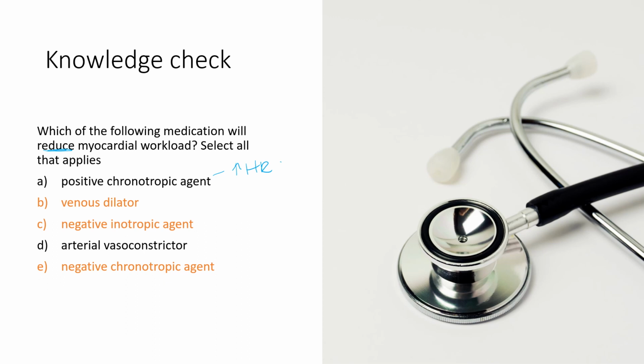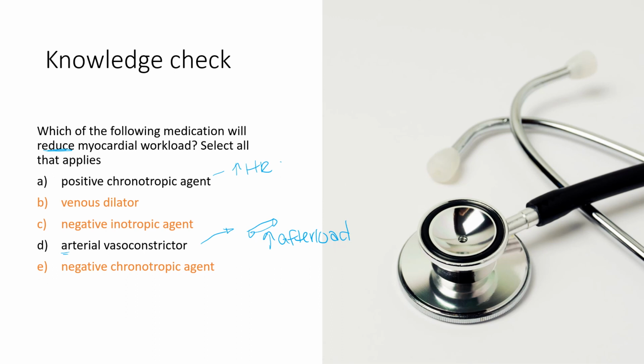An arterial vasoconstrictor. So A for artery, A for afterload. And if I make my arteries narrow, what am I doing? I'm actually increasing afterload. So I'm increasing the resistance that the left ventricle will have to overcome to eject its volume. An increase in afterload means that the heart will be working harder, not less.